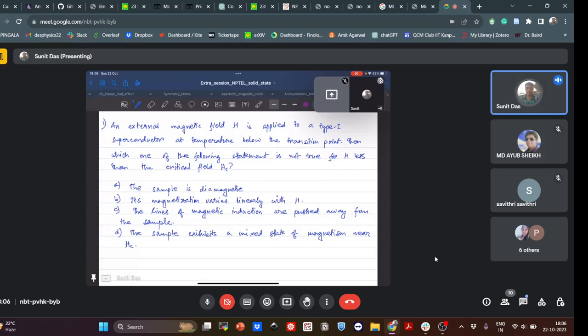Okay, so this is the first question. An external magnetic field H is applied to a type 1 superconductor at temperature below the transition point. Then which one of the following statements is not true for H less than the critical field Hc? The first option is the sample is diamagnetic. Second is its magnetization varies linearly with H. Third is the lines of magnetic induction are pushed away from the sample, and the last option is the sample exhibits a mixed state of magnetism near the critical field Hc.